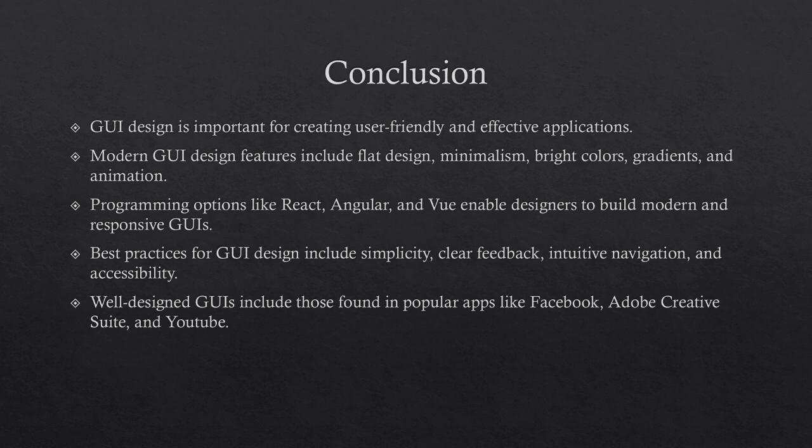Modern GUI design features include the use of responsive design, animations, and prototyping, while programming options include frameworks like React, Angular, and Vue. Best practices for GUI design include keeping the user interface simple and easy to use, providing clear feedback to the user, and designing for accessibility.